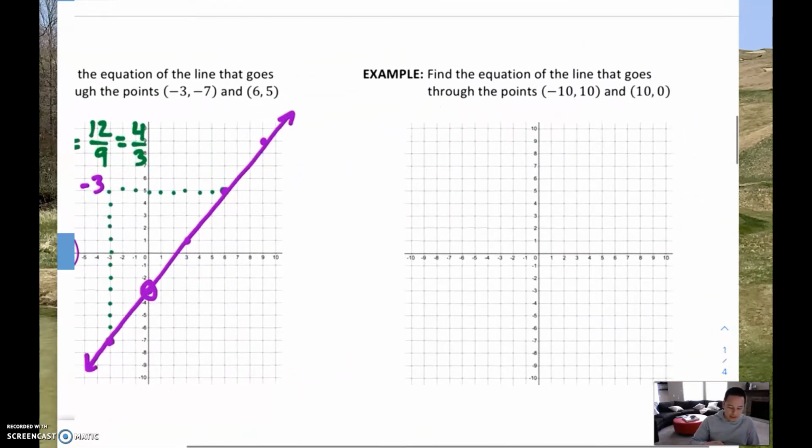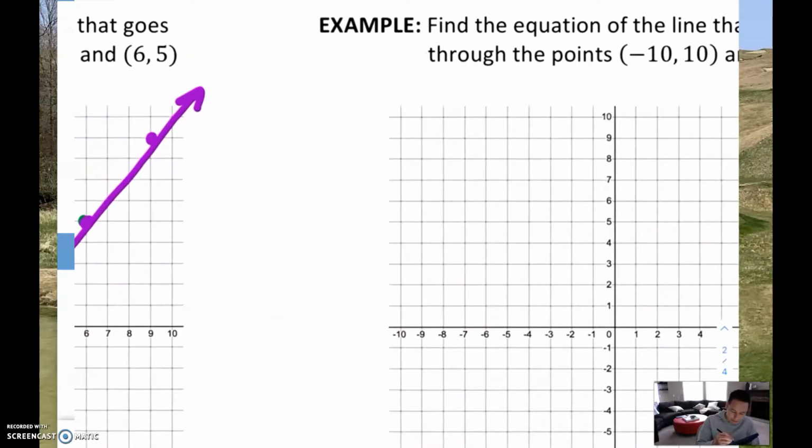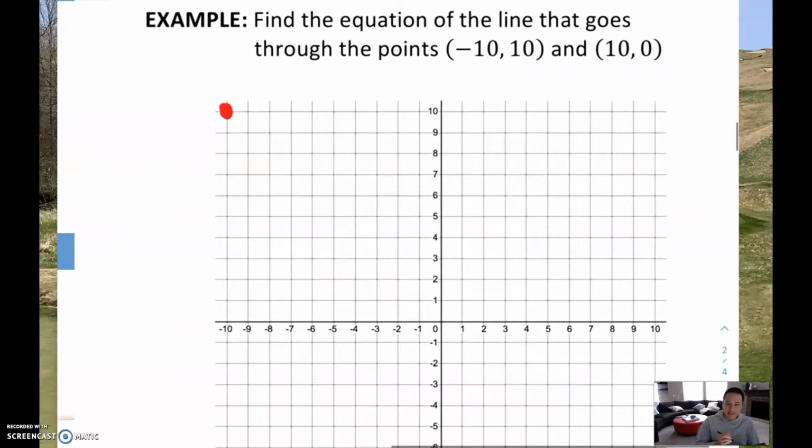And one last example before we get going. Find the equation of the line that goes through the points (-10, 10) and (10, 0). So (-10, 10) would be this point way up here. And the point (10, 0) goes over 10 and up by 0, so that would be way down here.